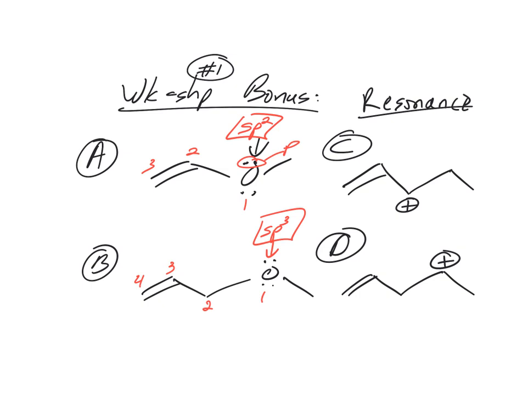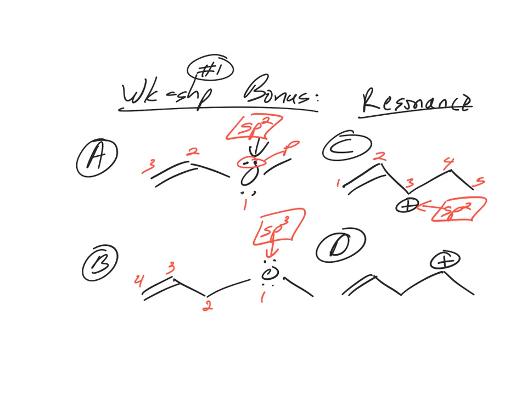Now, what about C? What's the hybridization state? Let me number these carbons for you. 1, 2, 3, 4, 5. For C, what's the hybridization state of carbon 3? sp2, that's correct. It's going to have a p orbital, and what's in that p orbital? Nothing. The plus charge isn't a thing, it's just empty. We draw the plus charges like holes.